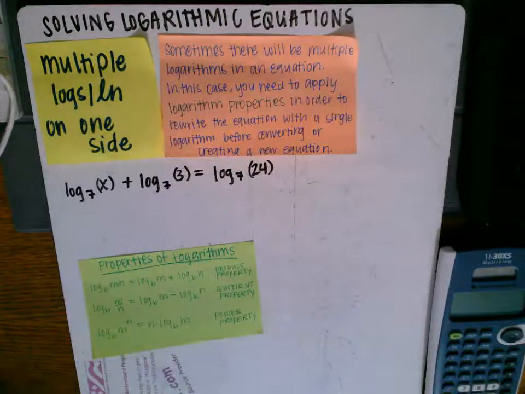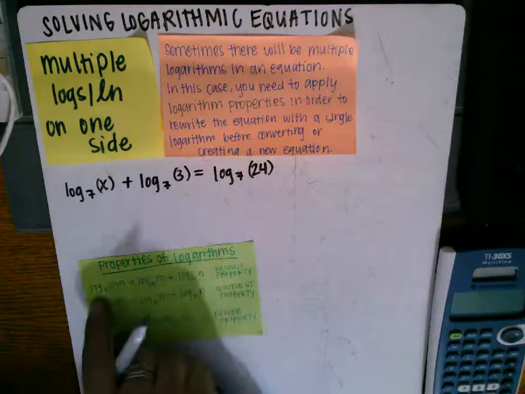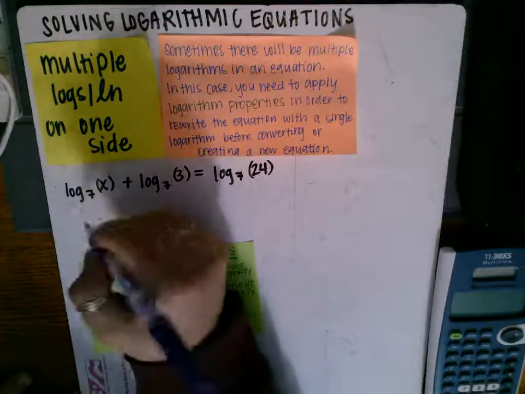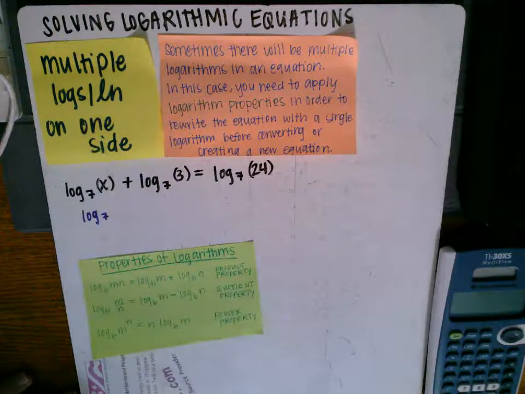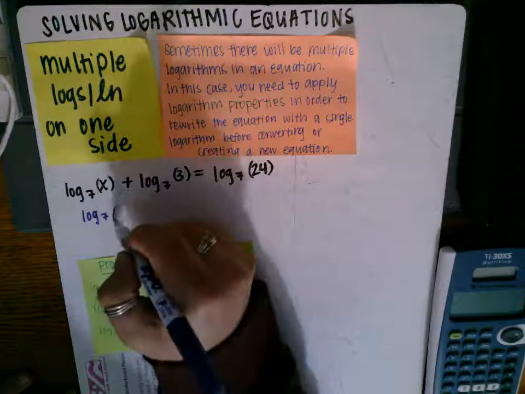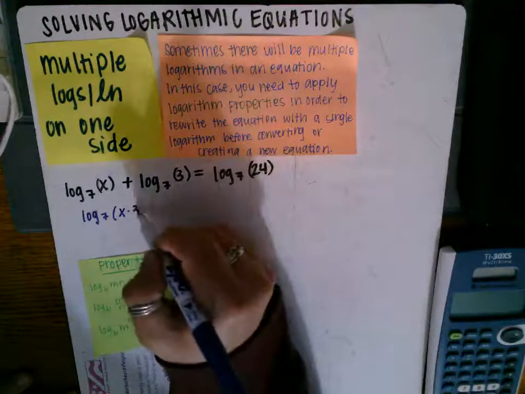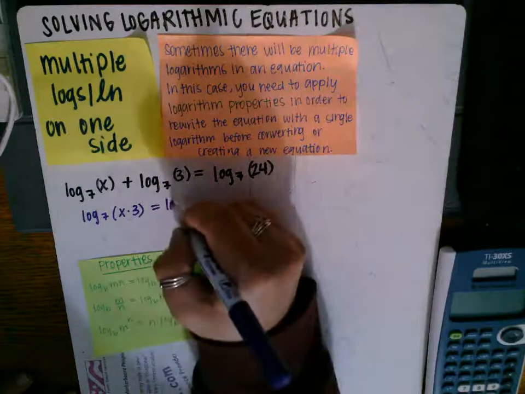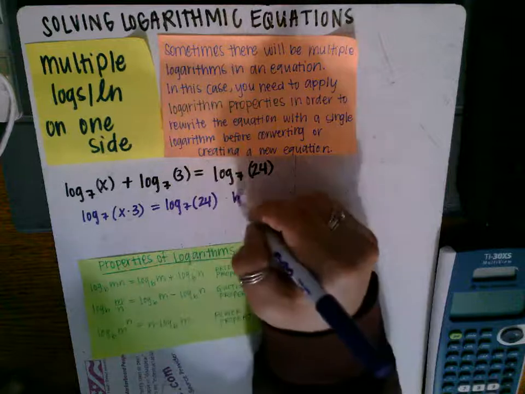So by the product property, notice I write the word log one time. Condensing means I write the log one time. So log, including its base 7. And we're going to multiply them together. Whatever comes first gets multiplied first, which is x. Whatever comes second gets multiplied second, which is 3. And then I have equal to log base 7 of 24, and that's by the product property of logs.